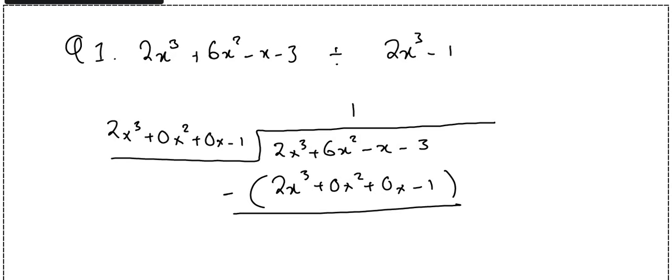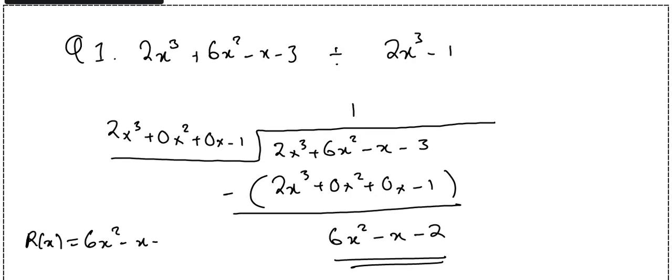When we subtract, this gives us 6x squared minus x, then minus 2. So according to this, the remainder is 6x squared minus x minus 2, and the quotient q of x is simply 1, the one here on top. The reason we cannot continue is that the remainder is of a lesser degree than the divisor. So our expression ends here. That's what you do on question 1, Roman numeral 1.